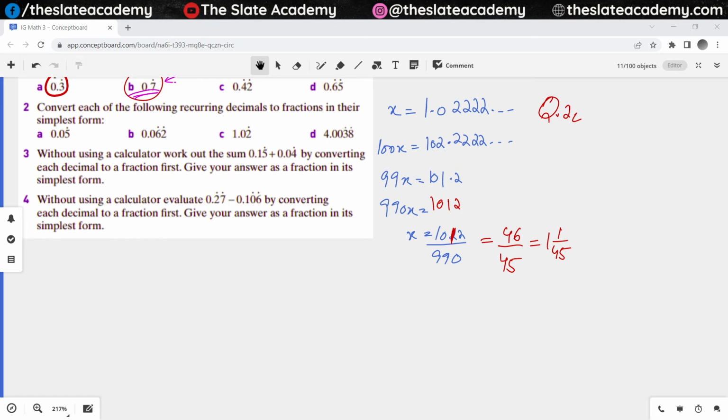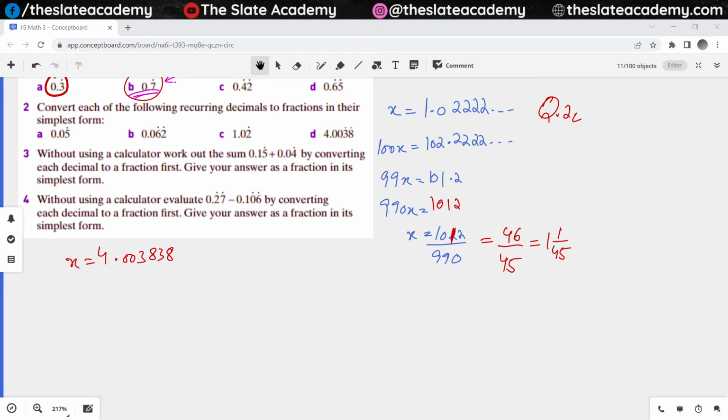Moving on to question number 2D. So x is equal to 4.003838. So if I multiply it by 100... I'm seeing your answer in the chat. I'm just trying to solve it and then we can match it with your answer.